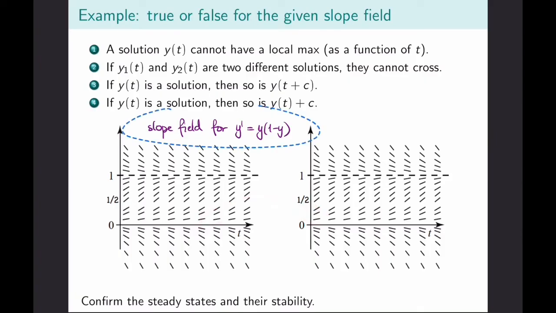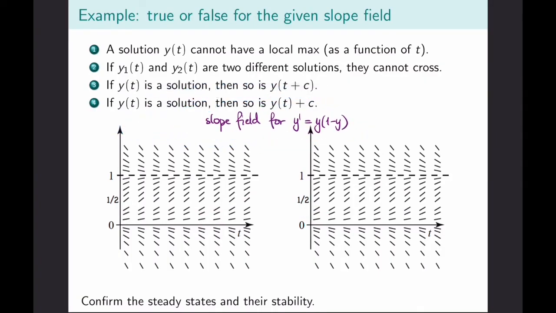Now, let's see what this question is asking. This is really keeping the actual y prime hidden and is only given to us by the slope field. But again, because this is from a previous example, I happen to know its formula. We have to decide whether these things are true or false for the given slope field. So let's go through them one by one. A solution y of t cannot have a local maximum. Is that true or not of the given slope field?